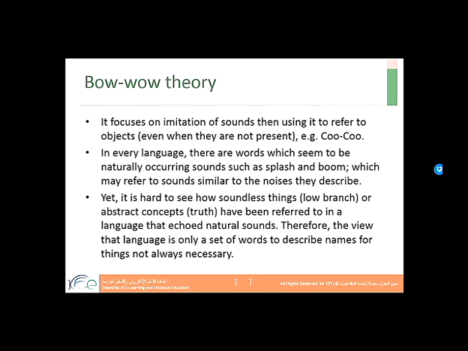If we look at the first theory, it focuses on imitation of sounds, then using them to refer to objects. So it's based on imitation. For example, we have the word cuckoo. This word is acquired through imitation. In every language, there are words which seem to be naturally occurring sounds, such as splash and boom, which may refer to sounds similar to the noises they describe.